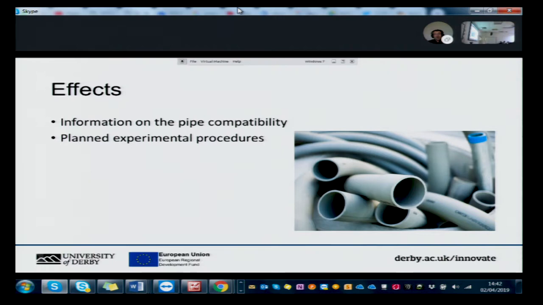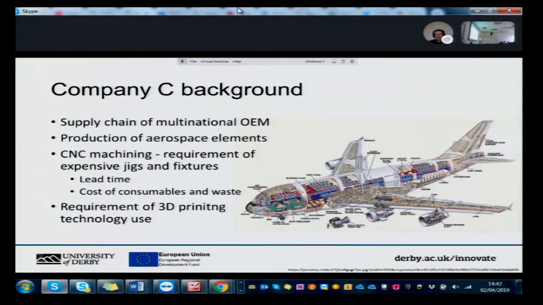Company C is part of the supply chain of one big multinational OEM producing aerospace elements. The company with whom we worked is producing airplane elements. I cannot explain it in a better way. They are mostly working with CNC machining. So what they usually do is take quite a big slab of aluminium, steel, or titanium in the CNC machine and cut, carve, so long until they get the desired shape of the final element, whether it's some type of bracket, some blade, some fastener, whatever it is.